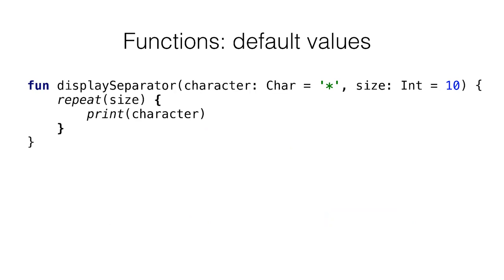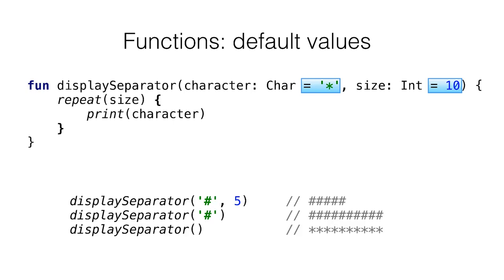Let's see how you can declare a function with default values for arguments. Here, the function display_separator prints a character by a given number of times. We use star as character by default and 10 as the default number of times. Afterward, you can call this function with different argument values. For each argument with the default value, you can either provide another value or use a default one.